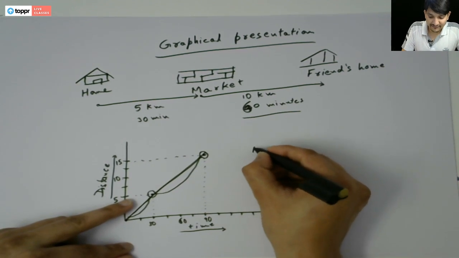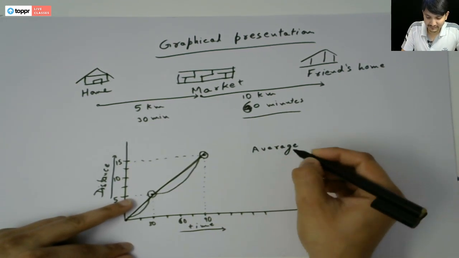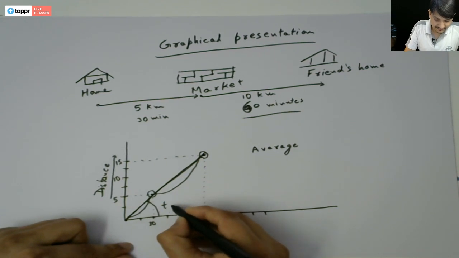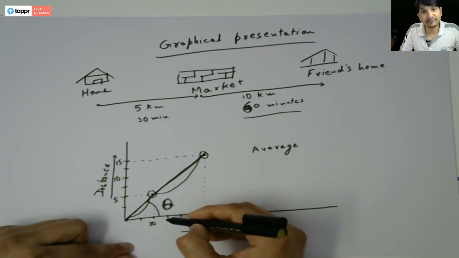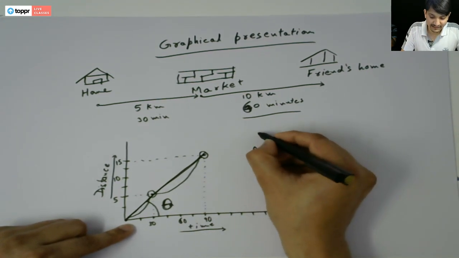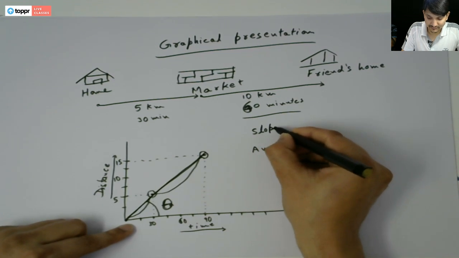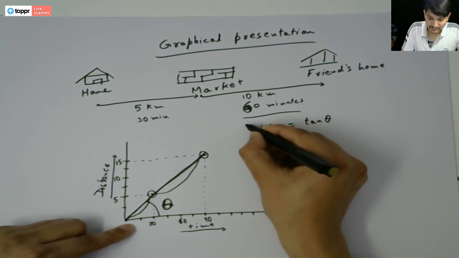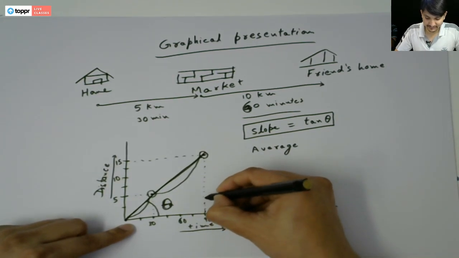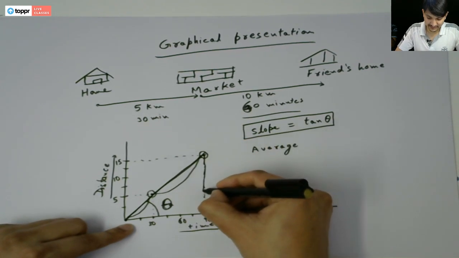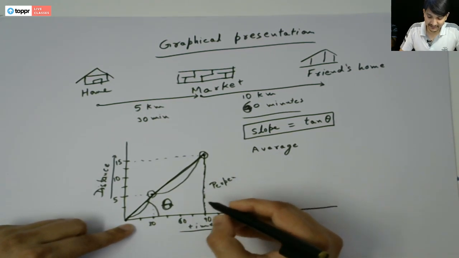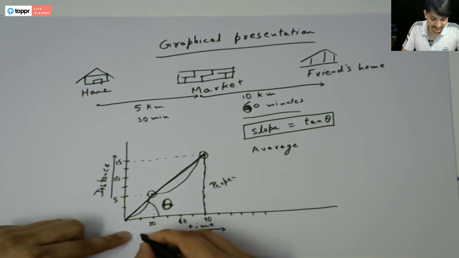And the average speed is the slope of this graph. What do we know about the slope of this graph? If the angle made with the x-axis is theta, then the slope of this graph would be tan theta. And how do we measure tan theta? Tan theta equals the perpendicular distance, or say the opposite side by the adjacent side, or the base.